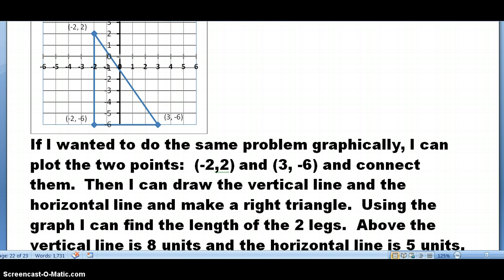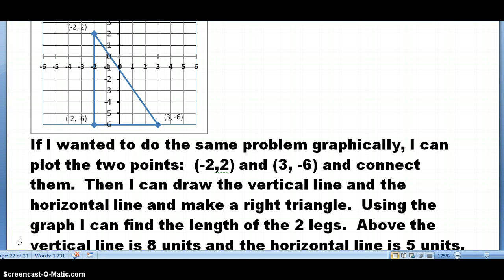Making a right triangle. If I count the length of that leg, I can use the lines on the chart. So I would start here at (-2, 2). There's 1, 2, 3, 4, 5, 6, 7, 8. So the length of this vertical leg is equal to 8. The length of the horizontal leg starting at (-2, -6) would be 1, 2, 3, 4, 5. So the length of the horizontal leg is 5.